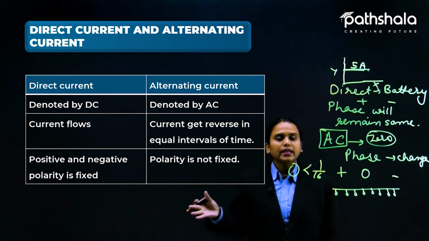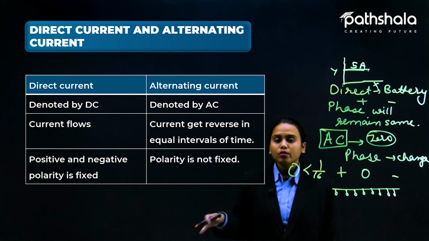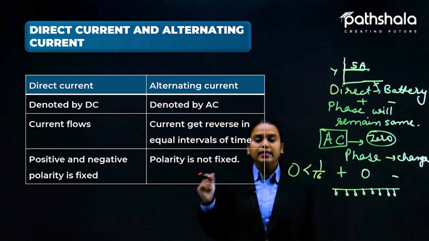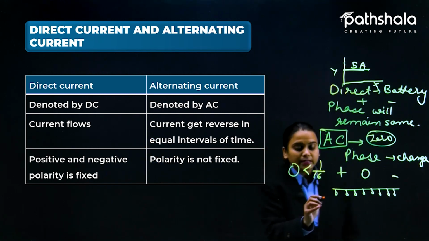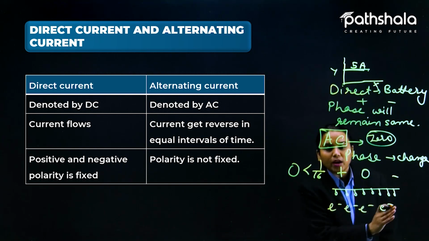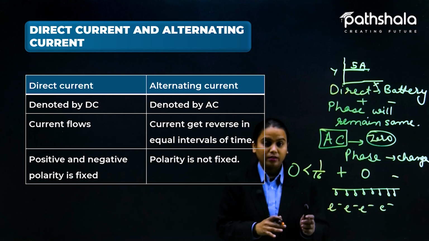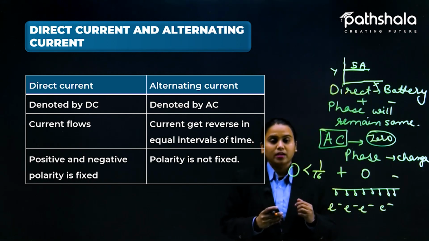Okay, so DC current, AC current, we can call it like this also. Now, in this direct current, you can see current is flowing. That means electrons are actually moving from one place to another through the wire. So they are moving. So transferring of electrons is done.